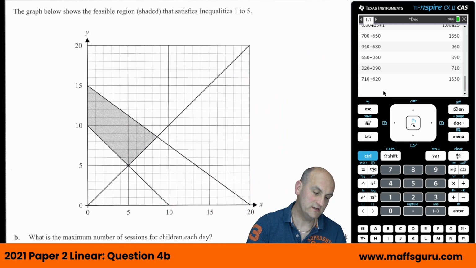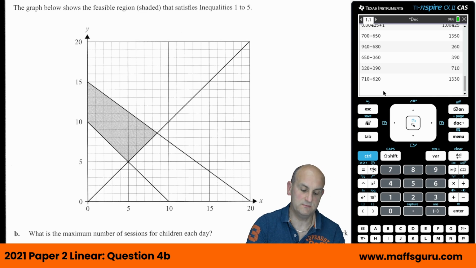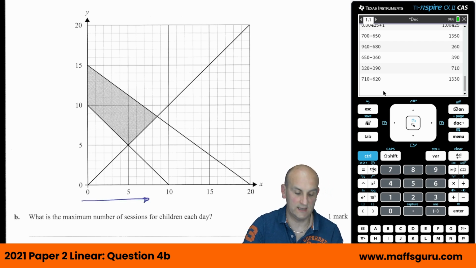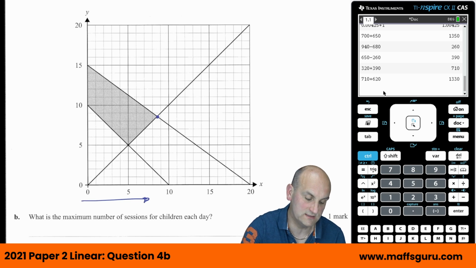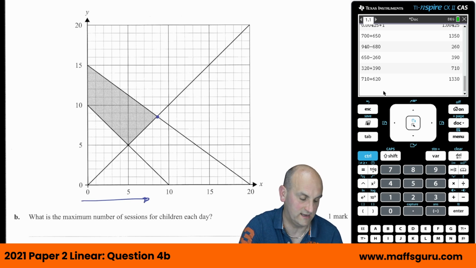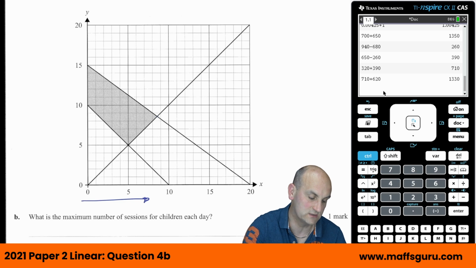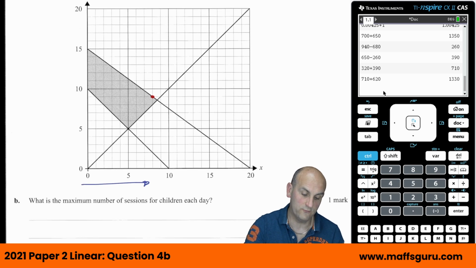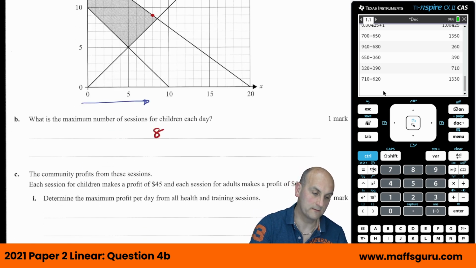The graph below shows a feasible region. What is the maximum number of sessions for children each day? Well, to me, all I did was look at what the maximum value was going that way. Now, the trick, I suppose, is it can't be there because you can't have 8.5 sessions because that doesn't make any sense whatsoever. So what I did was I chose this point here because that seemed to be the largest whole number of sessions for children, which when I read that off, gave me 8.